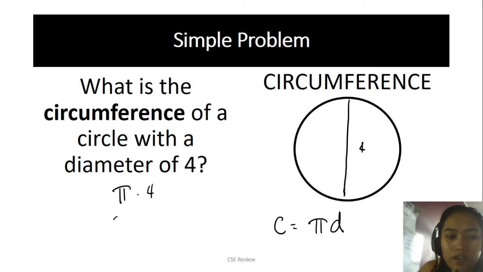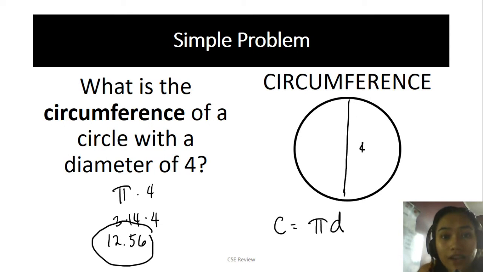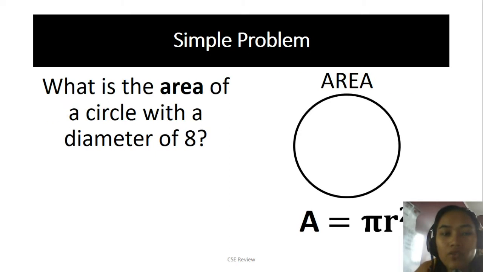Pi times 4, 3.14 times 4, or basically 12 point, and then you have 14 times 4. So, apat na 14. That is 40 plus 16, 56. The answer is 12.56. I hope you got that right. Okay? Now, that is the very basic form ng problem. Ngayon, paano naman kung area ang hinahanap?